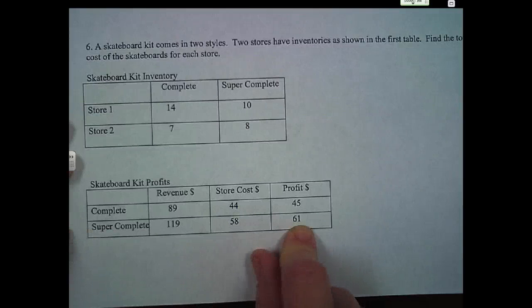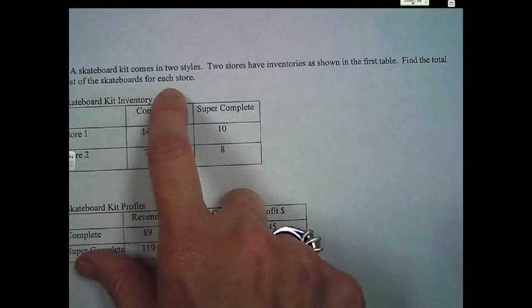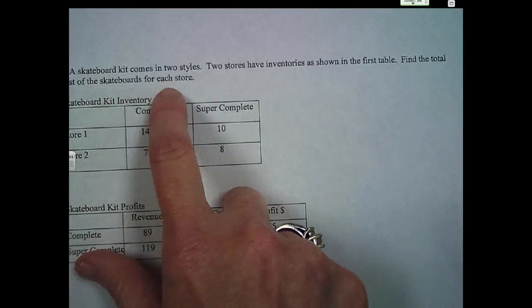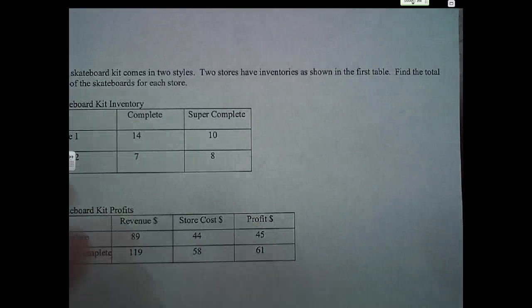So the question that they're asking is find the total cost of the skateboards for each store, right? That's what they're actually asking us. So the first step, okay, is we're going to build a matrix.